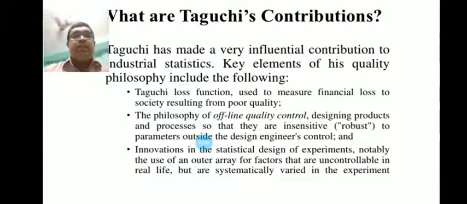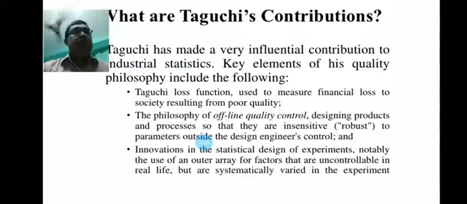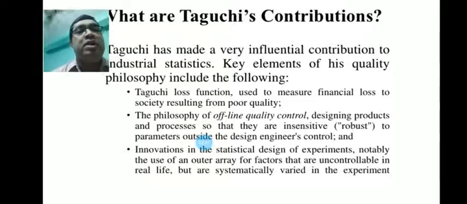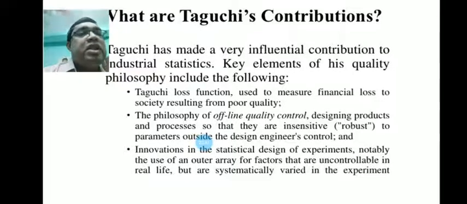Another thing is the philosophy of offline quality control. The design of products and processes so that they are robust and insensitive to parameters outside the design engineers' control, and the innovations in the statistical design of experiments, notably the use of an outer array for factors that are uncontrollable in real life, also have to be considered.